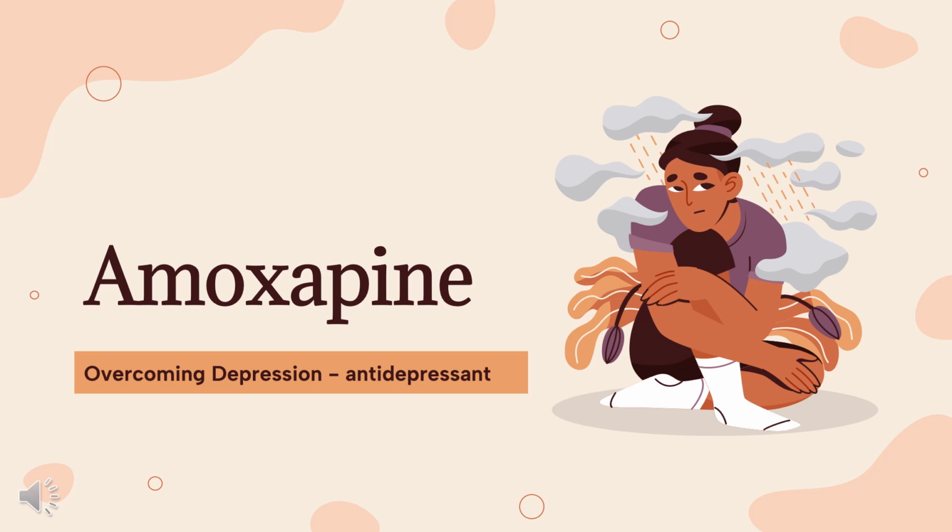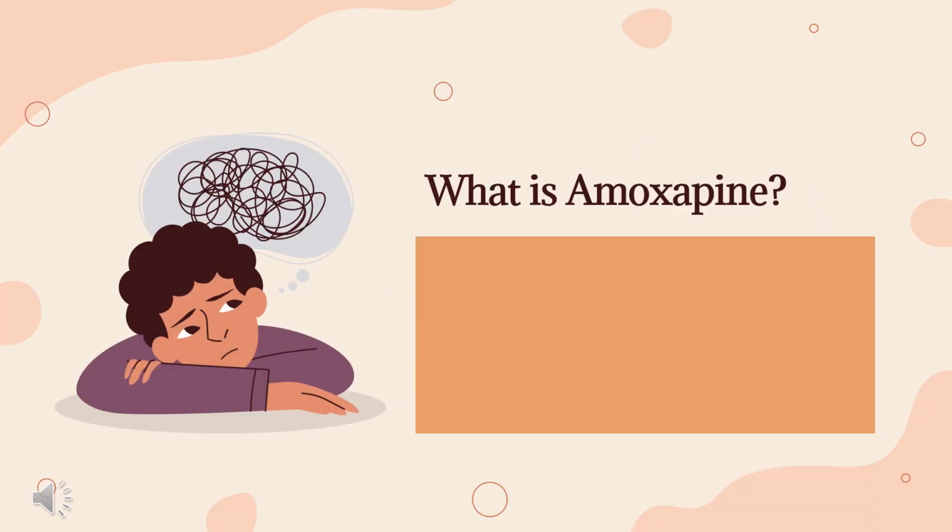Amoxapine is a tricyclic antidepressant used in the treatment of neurotic or reactive depressive disorders and endogenous or psychotic depression. In this video, let's find out what Amoxapine is, what Amoxapine is used for, contraindications, what the side effects of taking Amoxapine are, how Amoxapine works, and how to use Amoxapine.